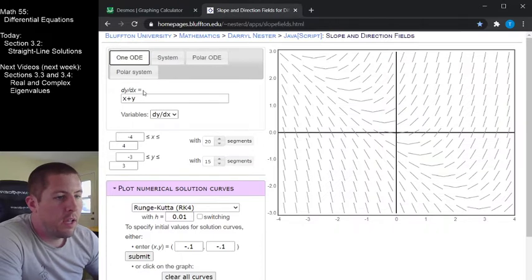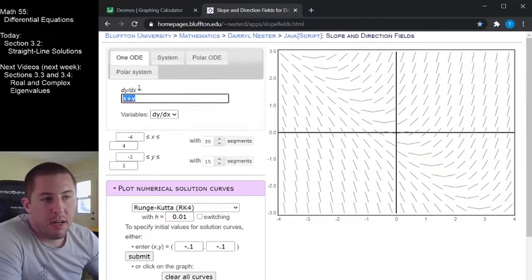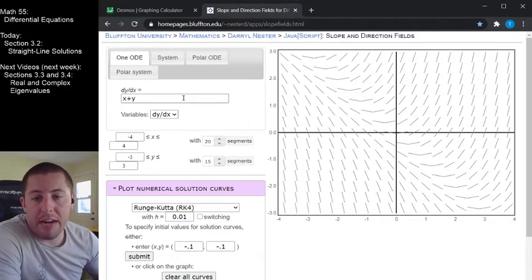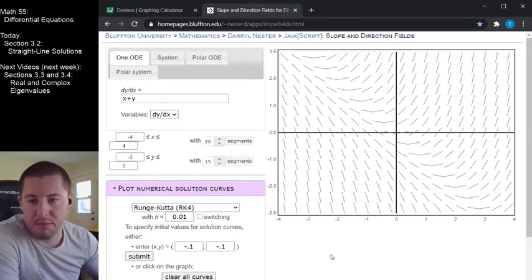one ODE? Yeah, so notice that my problem here is that it's prompting me for dy dx right here. I don't think this is going to let me do a second order differential equation at all. So notice that you don't even have a way to graph second order differential equations over at Bluffton. You have to convert them into a system of first orders first. It won't even take that in over here.